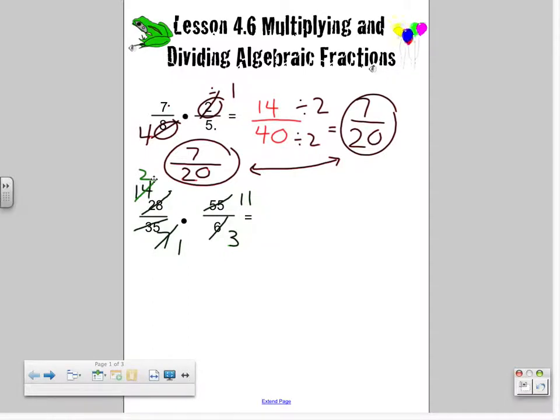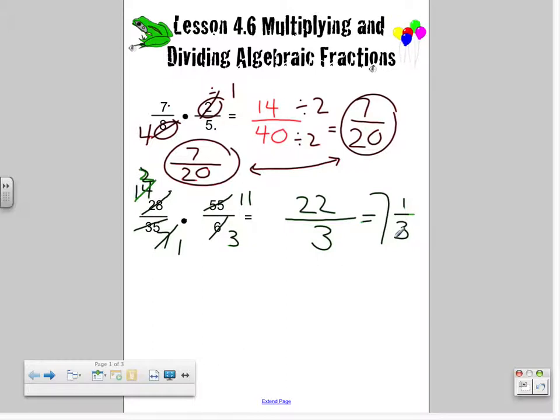Now there are no more common factors left. So now I need to look at what's left and multiply that. I've got a 2 right here. So 2 times 11 gives me 22. 1 times 3 gives me 3. And I have 22 thirds. 22 thirds is equivalent to 7 1/3. And I'm done.